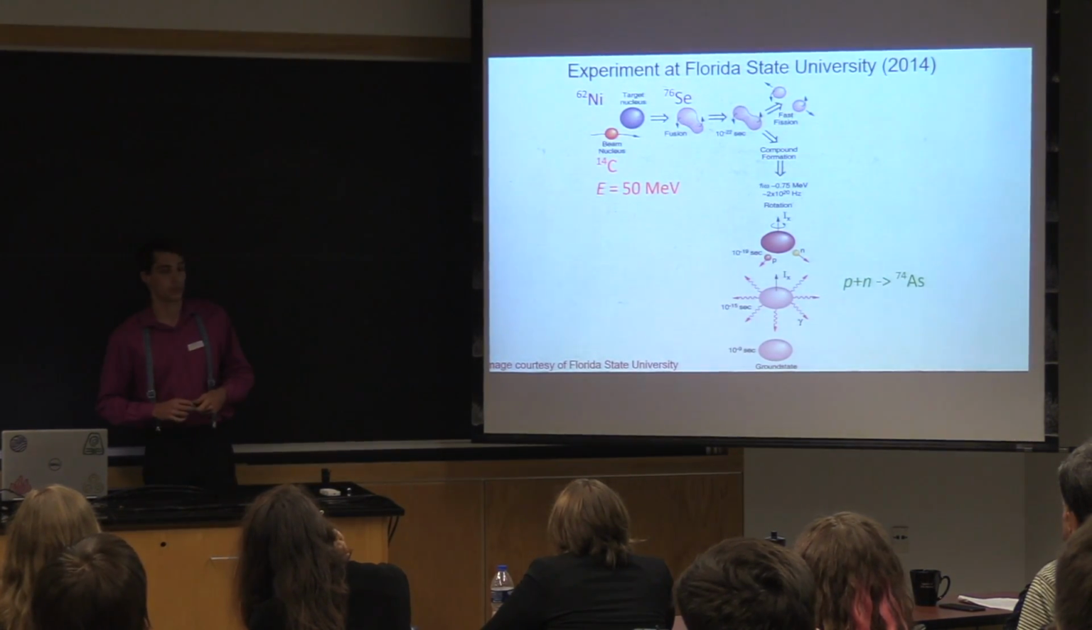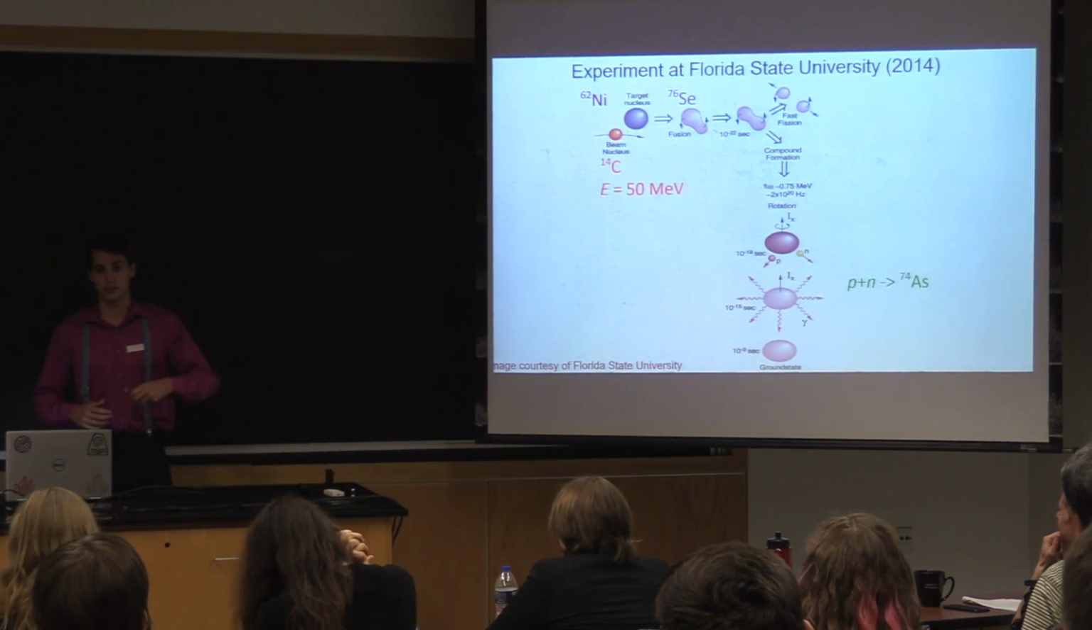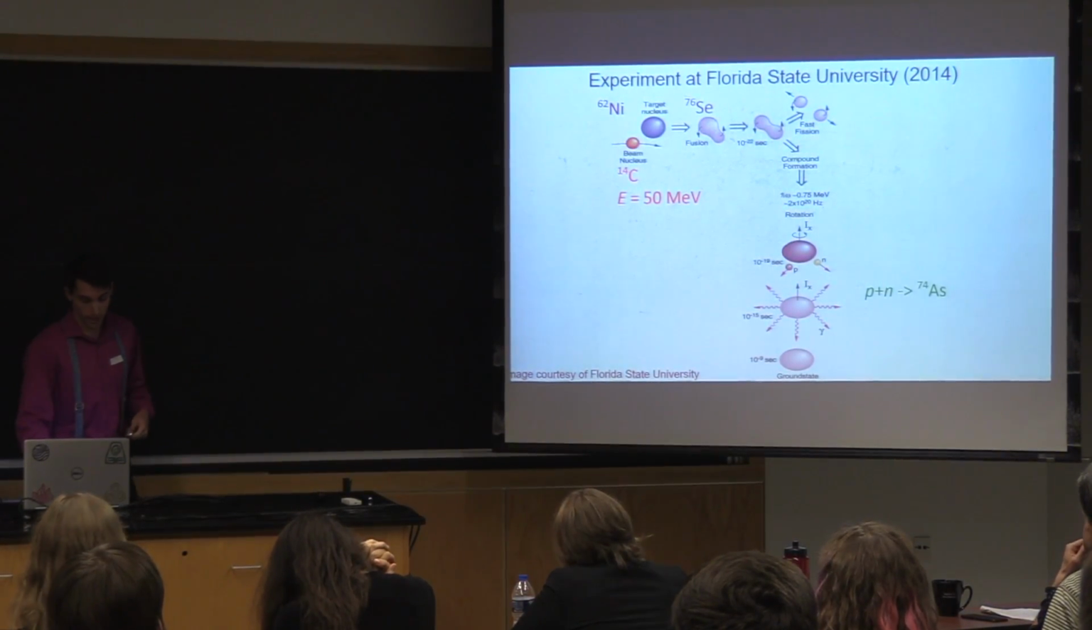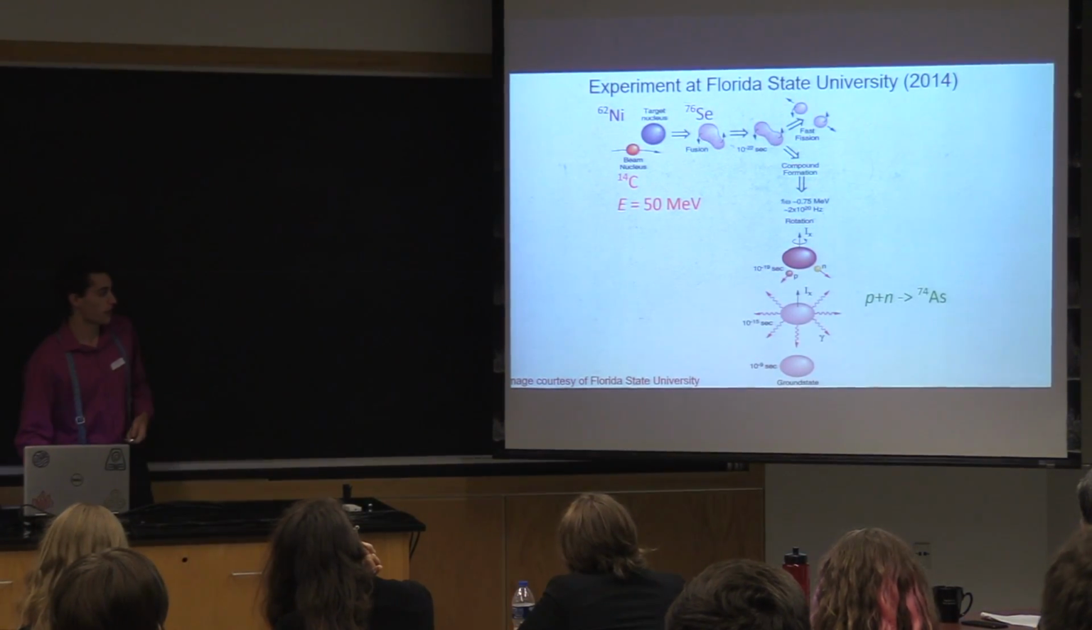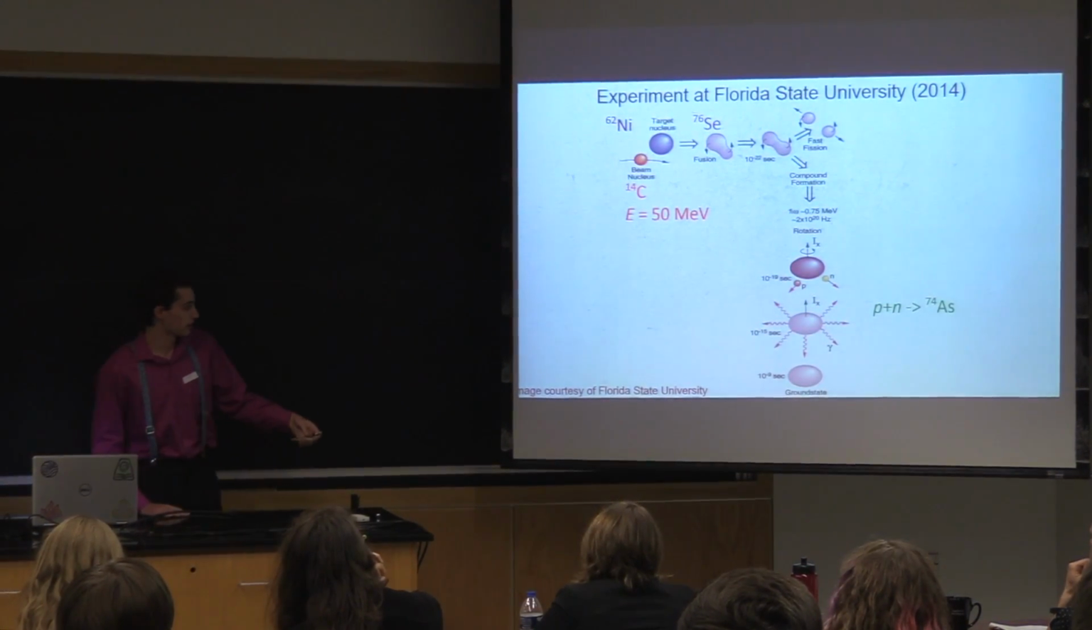We chose this reaction in particular because it has high energy, and so we want these high spin states of arsenic-74 to be produced. And once we have that, it kicks out gamma rays and relaxes down to its ground state.